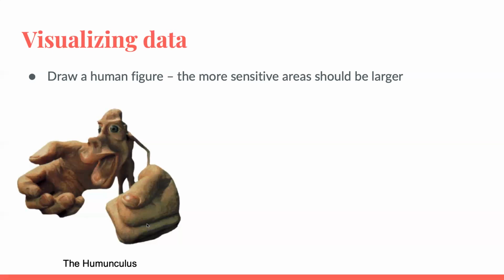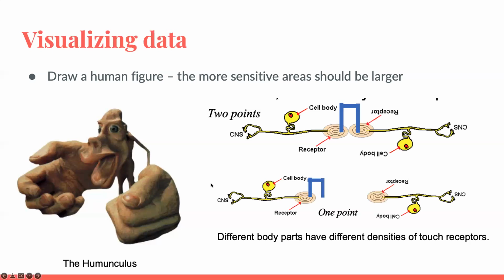So a homunculus is a sensitivity map. In this map, you can see the hands are very sensitive relative to the arms, right? Because the arms are so small. And then the face area of our body is also very sensitive to the 2-point discrimination task. Now, why is that? What is the biology behind that?